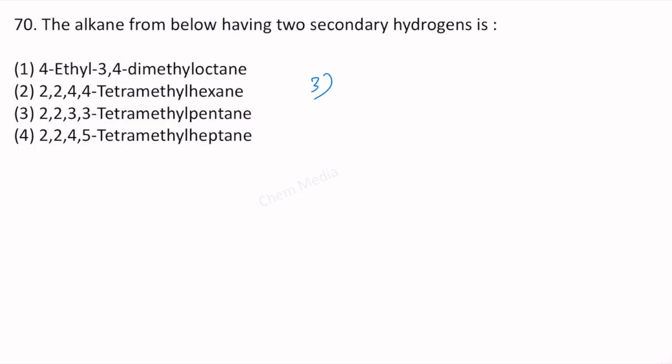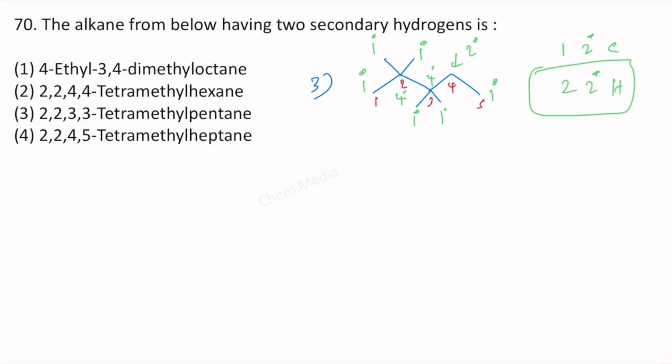Number 3, we have 2,2,3,3-tetramethylpentane. So 1, 2, 3, 4, 5, 2 position, 2 methyl groups, 3 position, 2 methyl groups. Let's number it. We have primary carbon here, here as well as here. We have quaternary carbon here, quaternary carbon here, primary, primary. This position is secondary and this is primary. So we have only 1 secondary carbon. That means we have 2 secondary hydrogens here. Therefore, this is the correct answer.